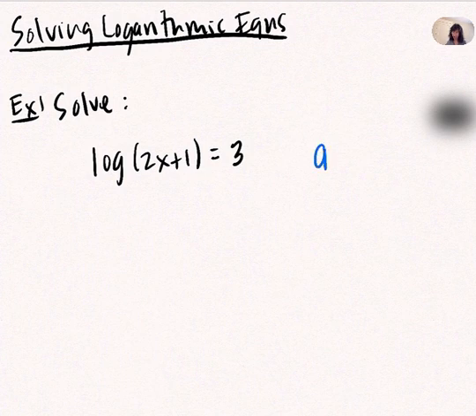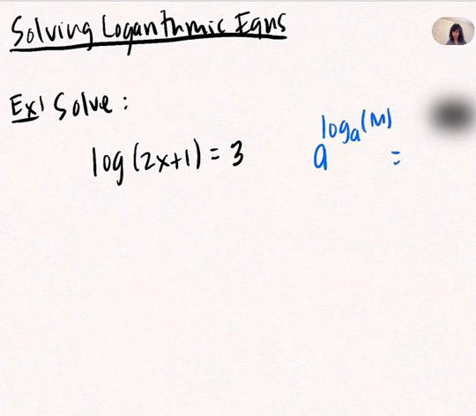have a to the log base a of something, that's just equal to the something, or m in this case. This is because a to the x and log base a of x are inverse functions. So basically right here I'm just composing two inverse functions, so whatever the input is, it comes right back out.